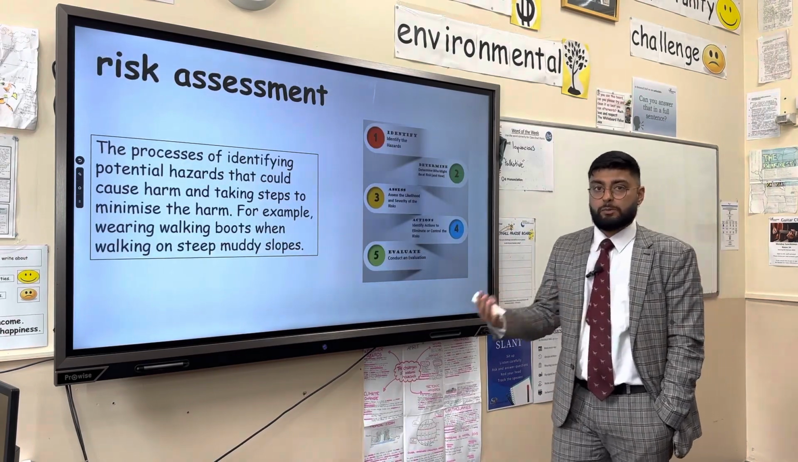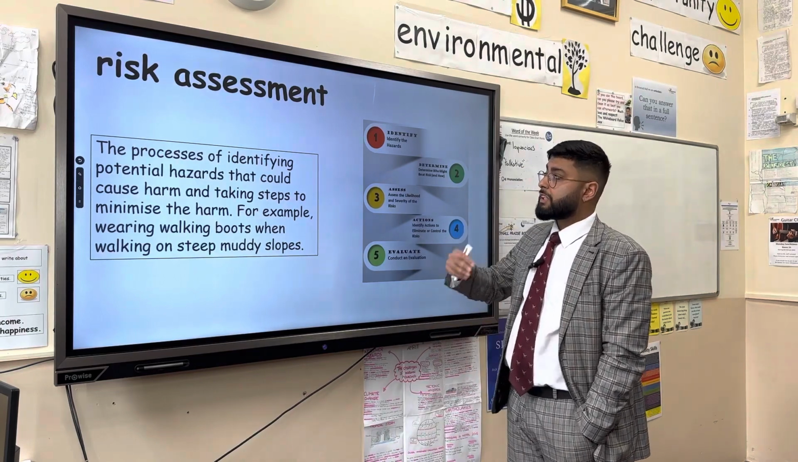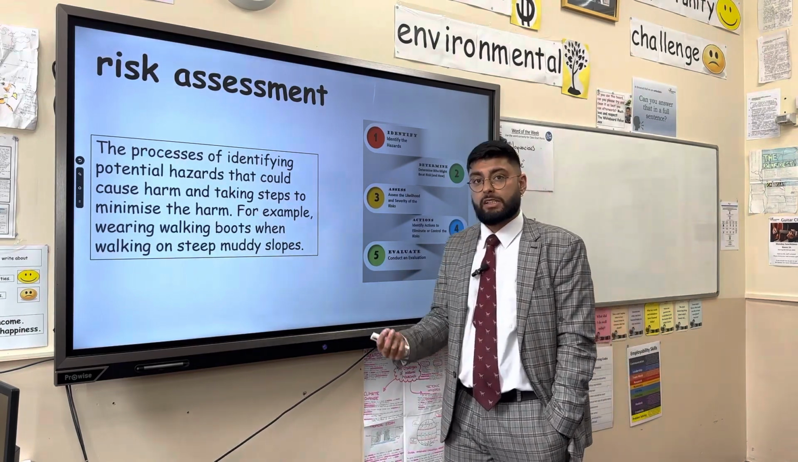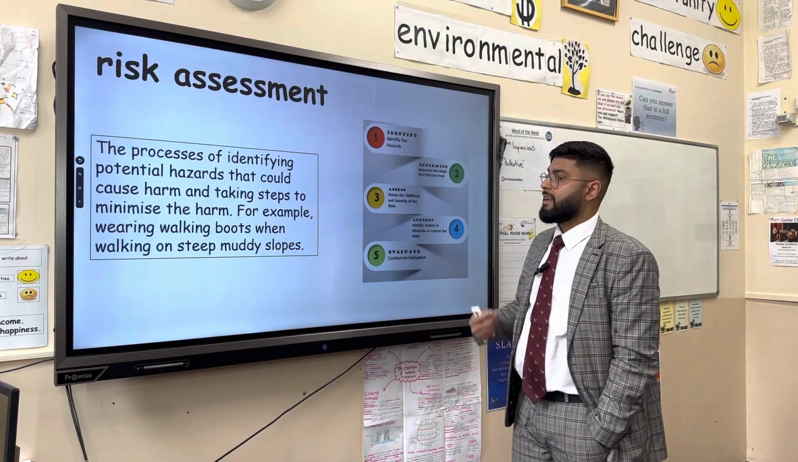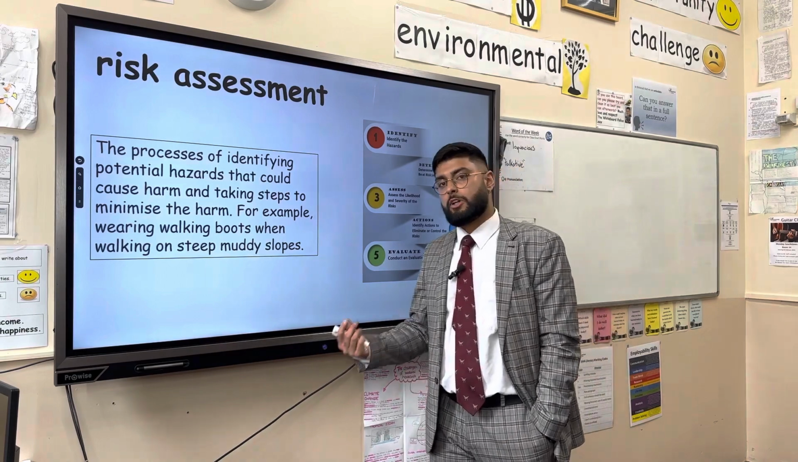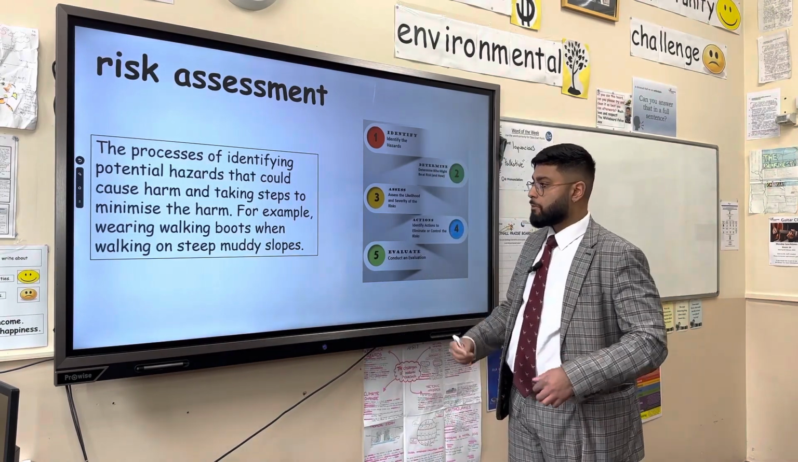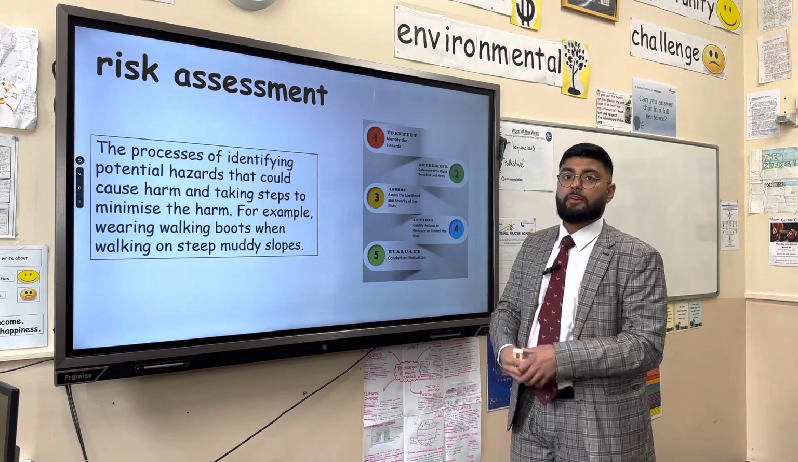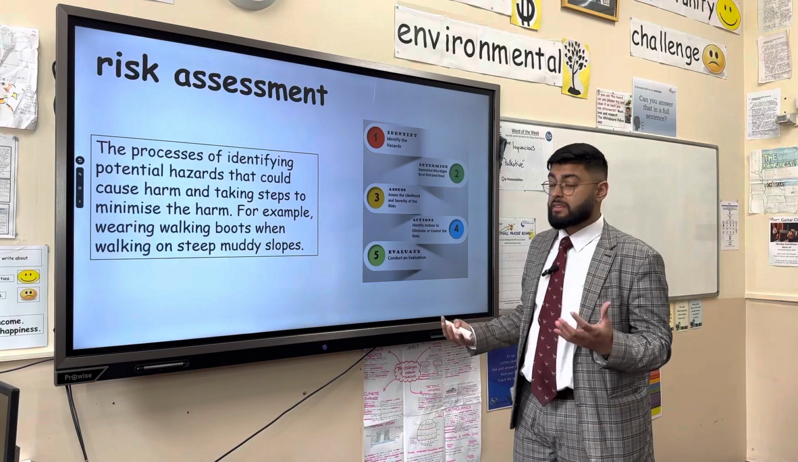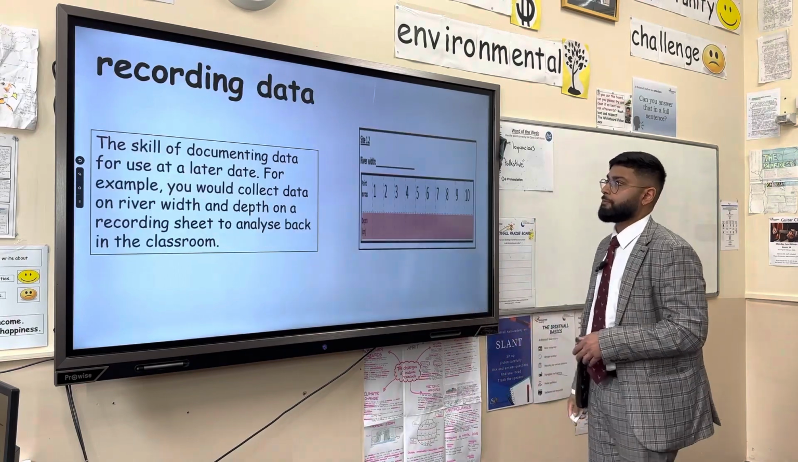Risk assessments. This is a process that we as teachers, but also you, did in class. The process of identifying potential hazards. I think hazard means dangers that could cause harm, and taking steps to minimize, or sometimes the exam uses the term mitigate, the harm. So for example, the risk: we're walking on steep muddy slopes, there is a risk of falling. How would we mitigate or manage that risk? Wear walking boots or sturdy footwear.